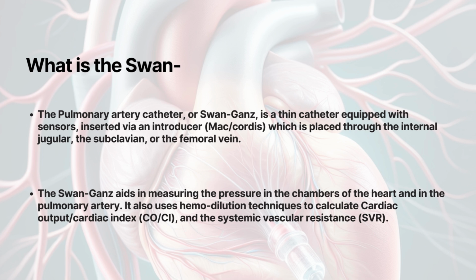The pulmonary artery catheter, or Swan Ganz, is a thin catheter equipped with sensors, inserted via an introducer, MAC, or Cordis, which is placed through the internal jugular, the subclavian, or the femoral vein. The Swan Ganz aids in measuring the pressure in the chambers of the heart and in the pulmonary artery. It also uses thermodilution techniques to calculate cardiac output, cardiac index, CO/CI, and the systemic vascular resistance, SVR.